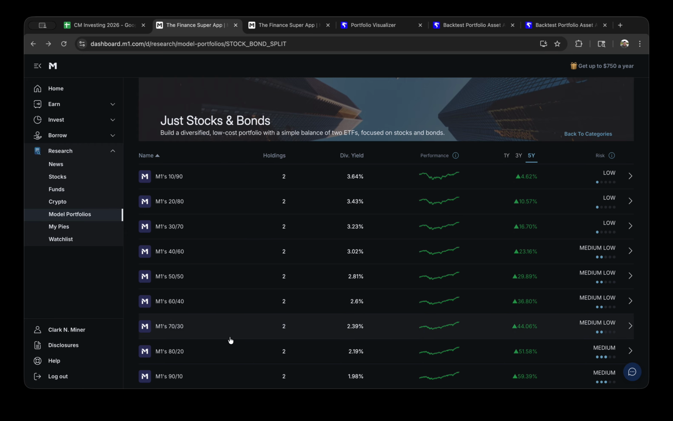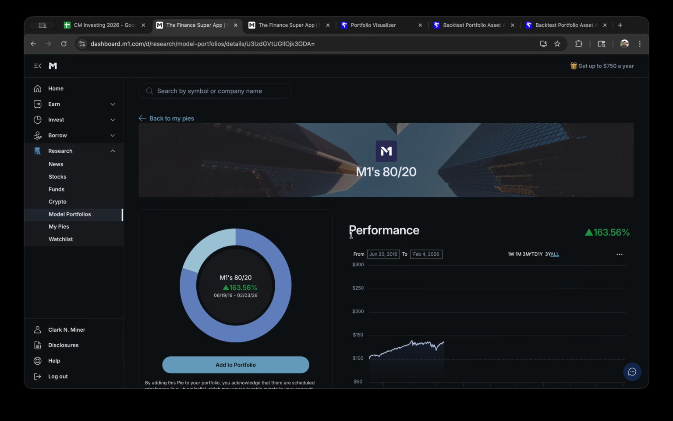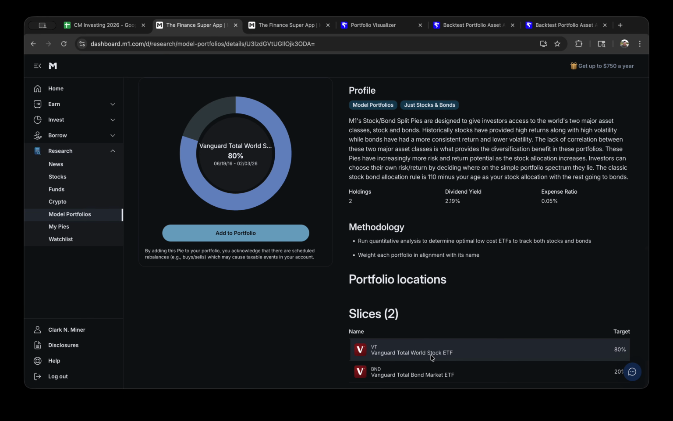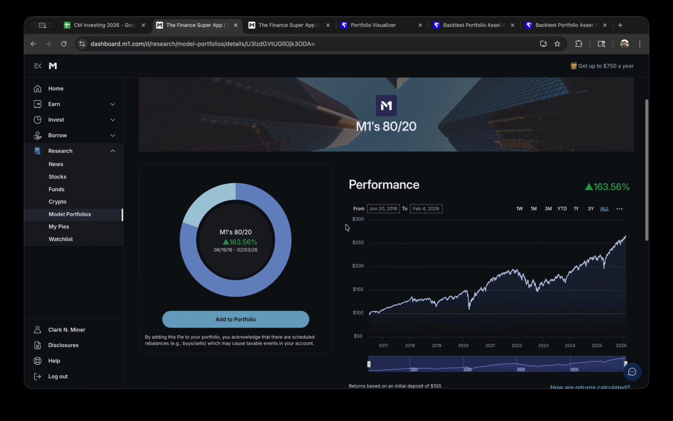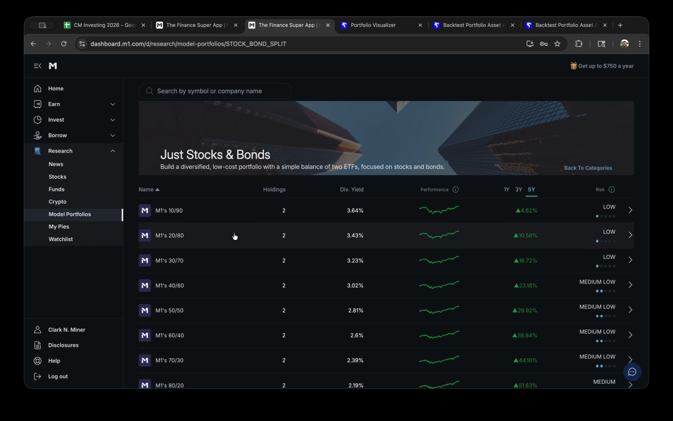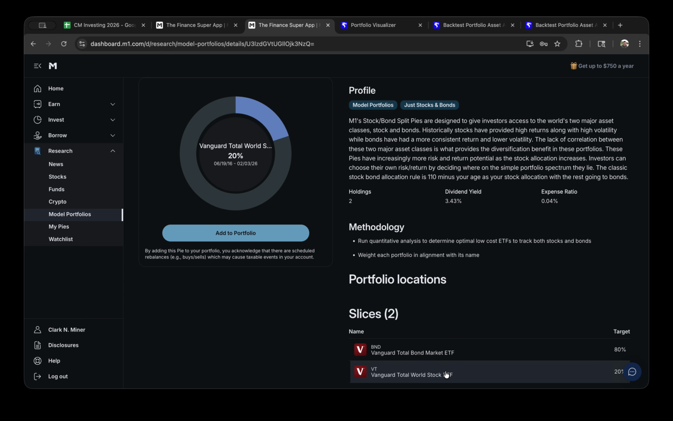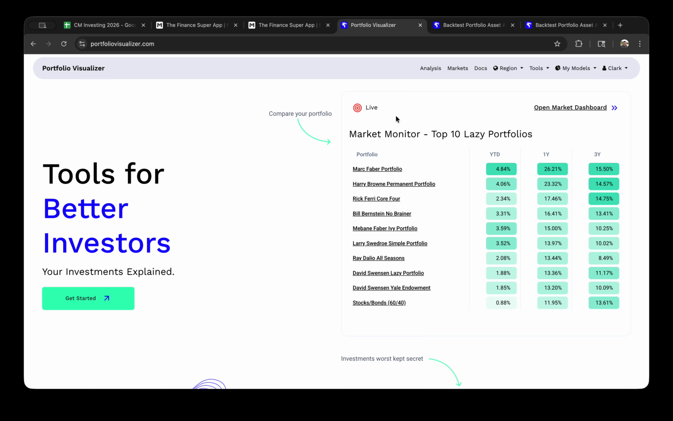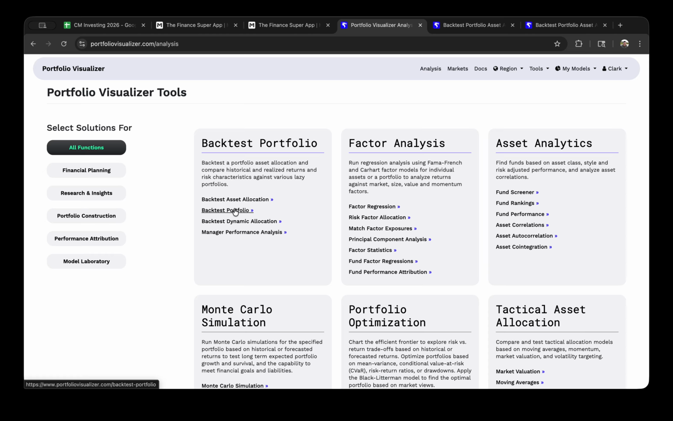And then I wanted to show what you can do next with this. So I have these two tabs open. This one is the 80-20. So 80% stocks and 20% bonds, okay? And then let's look at the 20-80. 80% bonds, 20% stocks. Then go to Portfolio Visualizer. This is a free website that works super well with M1 Finance. So hit Analysis and then Backtest Portfolio.